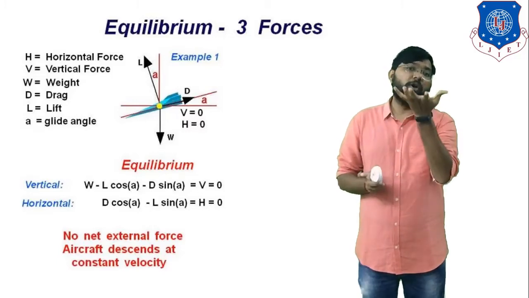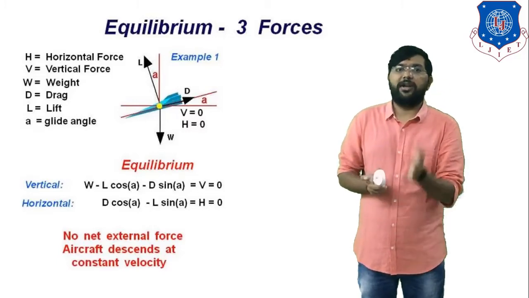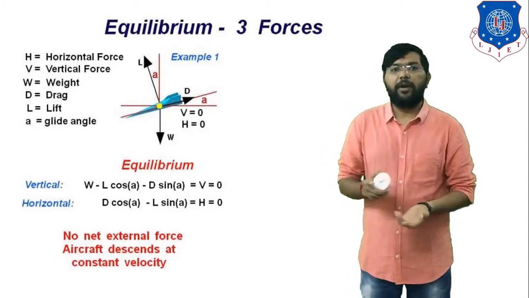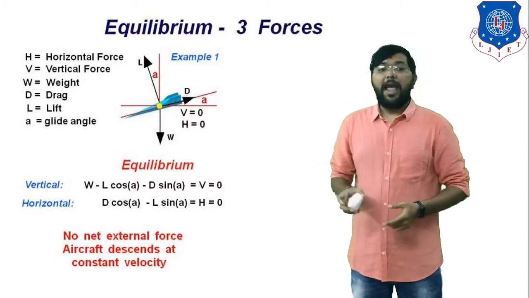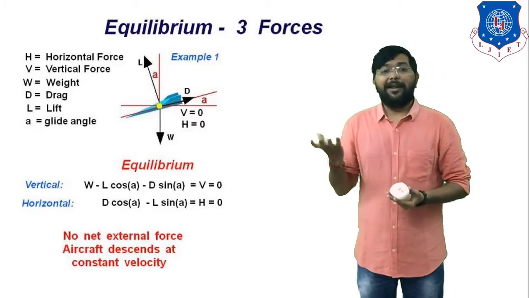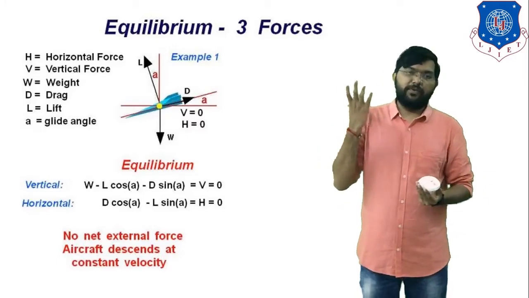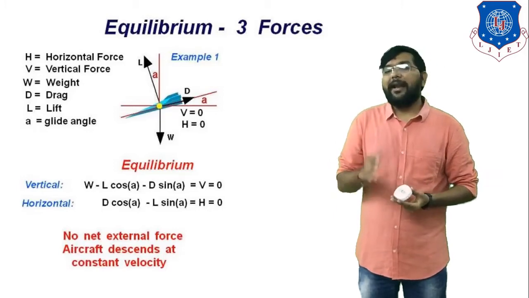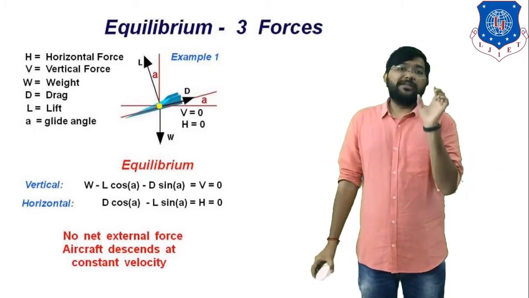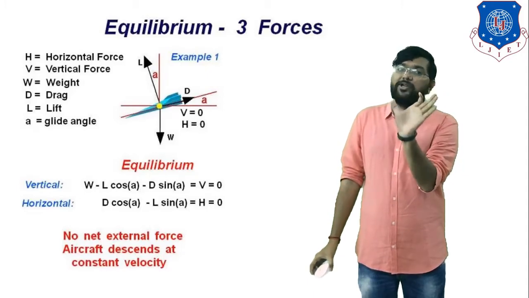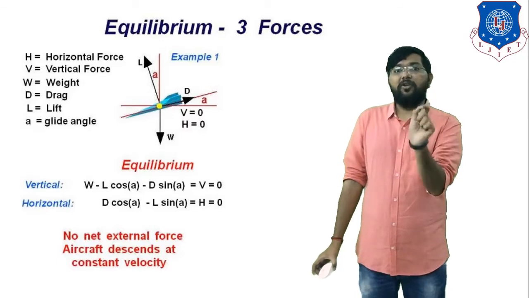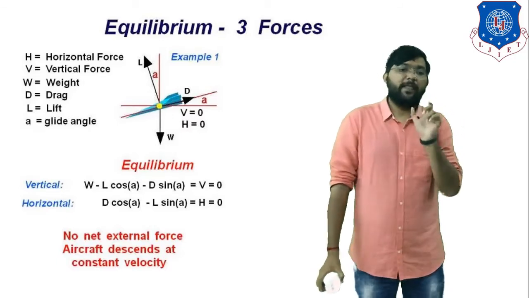And capital W is equal to the weight of the body. Now the weight of the body is always applied in the downward direction, and the equation of this force, that is W, is equal to mg. And capital D indicates the drag force and capital L indicates the lift force. Okay, and small a indicates the angle. Now the D force and L force make the same angle with the horizontal axis and vertical axis, and the value of that angle is small a.